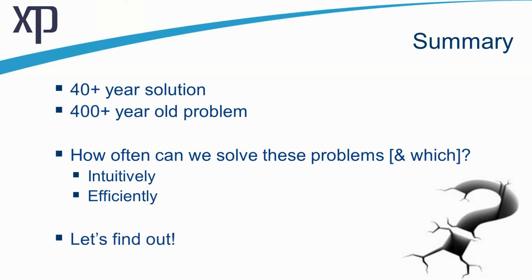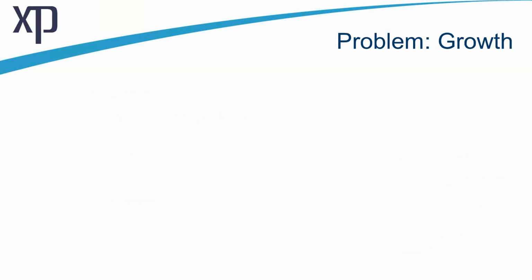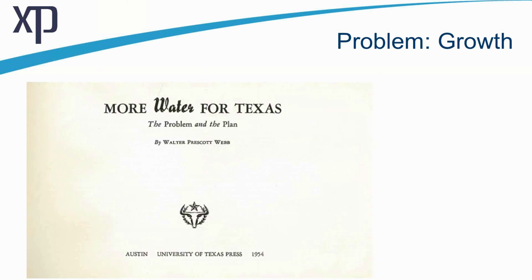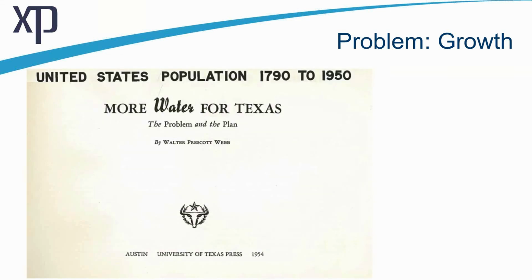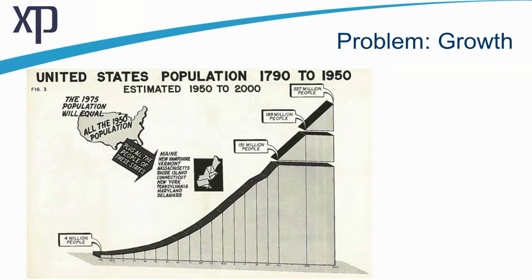So let's go ahead and get started and find out with the first problem, which we framed as the growth problem. And I'll start with a little bit of a backstory. I have a great book from the mid-50s called More Water for Texas, and I scanned these pages directly out of the book. One of the plates in there is the United States population from 1790 to 1950. If you notice, this is from 1954. Here's what that plate looks like.